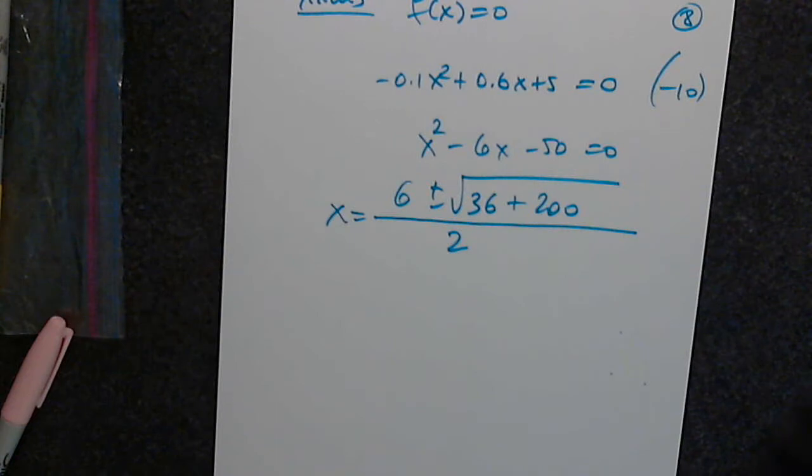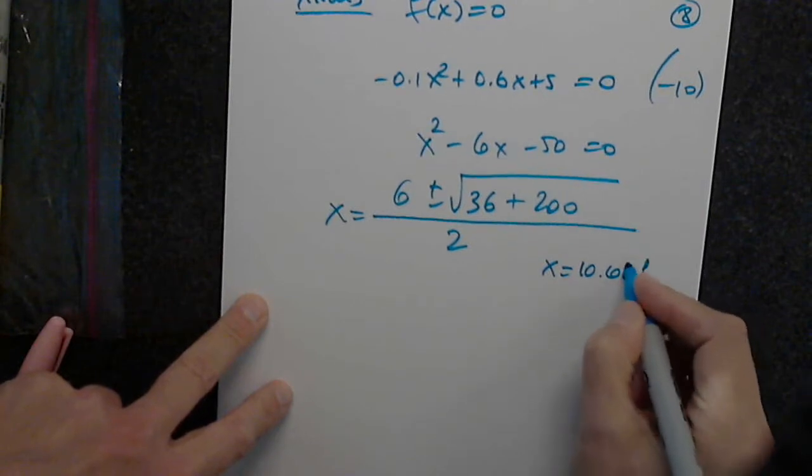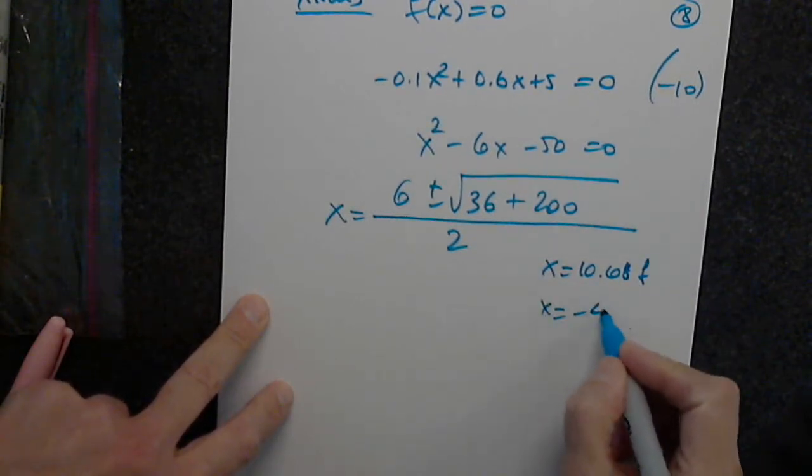So the left parenthesis, 6 plus the square root. You know I love parentheses. So 236. Outside, left parenthesis, and divide by 2. And I will repeat, changing plus into minus. Of course, this makes no sense, but it's there. So 10.68 feet, and the other one is a negative number, negative 4.68.